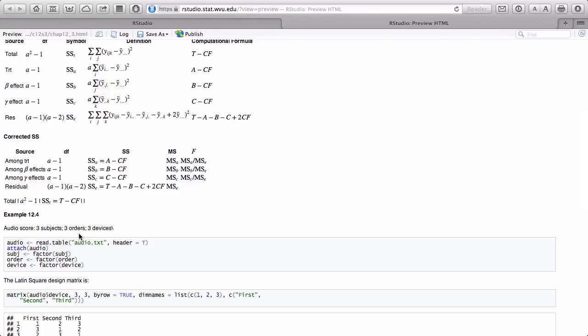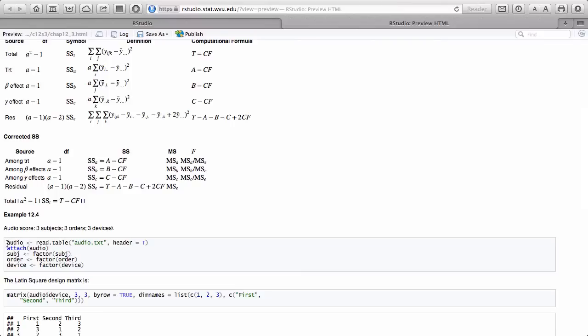That's going to dramatically change when we get to the next section next Monday. We no longer just use the error term. And so in this case, we can just use the residual to test all these effects. So if I have 3 subjects with 3 orders and 3 devices, and you were doing audio, you could change the order in which you record the observation, which device first, which device second, and so forth. So you could have 3 orders and 3 subjects in this case.